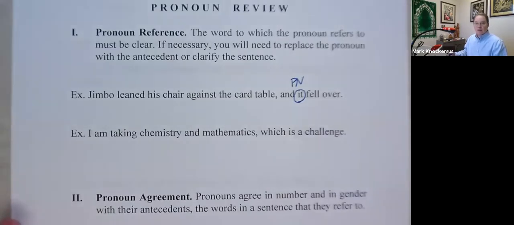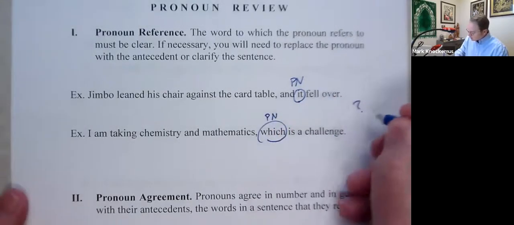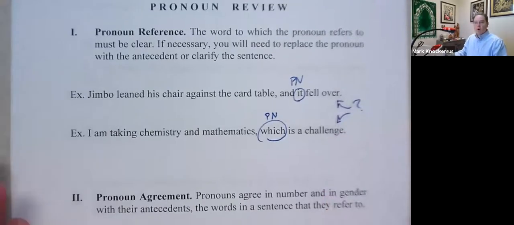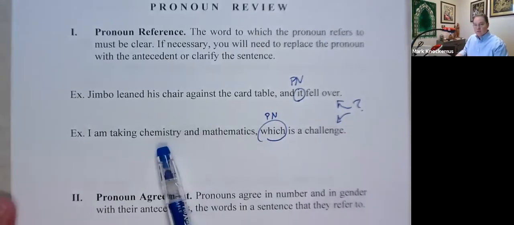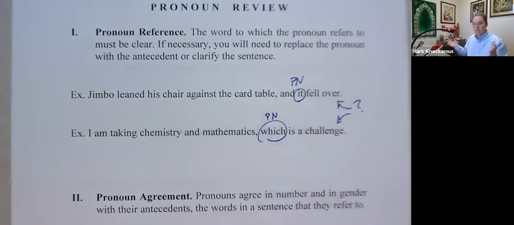I'm taking chemistry and mathematics, which is a challenge. Right? We can put question marks for both of these. Why? It's unclear. What's a challenge? Is taking chemistry a challenge? Is taking mathematics a challenge? Or is the challenge taking both of them at the same time? We don't know. So whatever it is, you have to put it there. Don't overuse pronouns. When this happens, it's cloudy and you made a foul with pronoun reference.